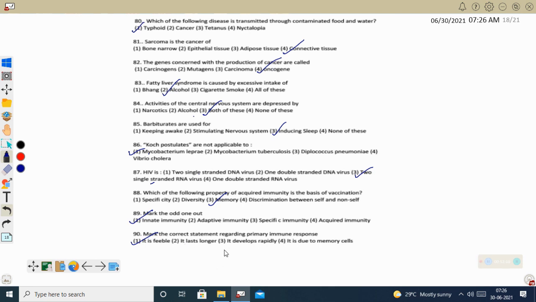Okay, now it develops rapidly? No, it will develop very slowly. It is due to memory cells? No, memory cells are not involved in this.